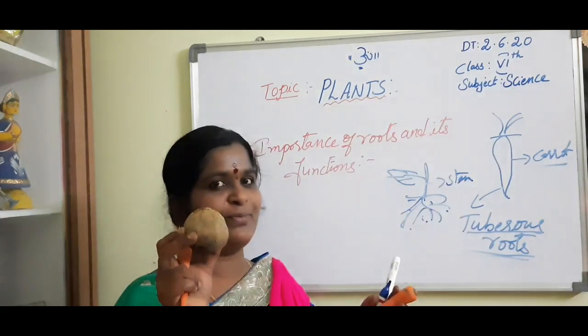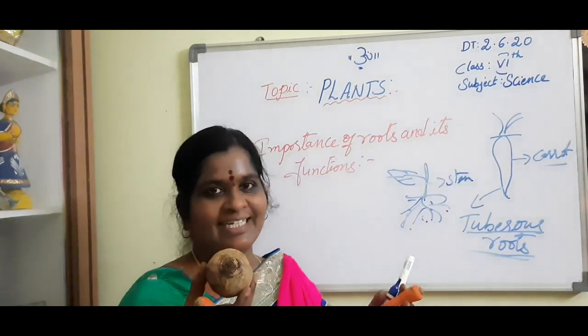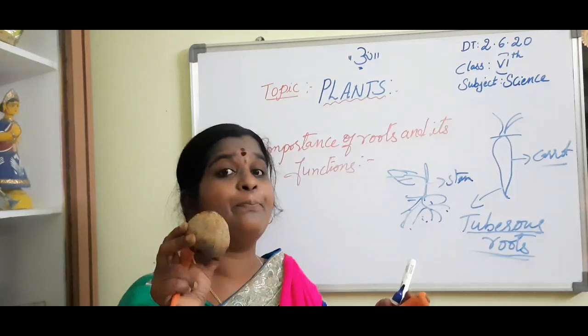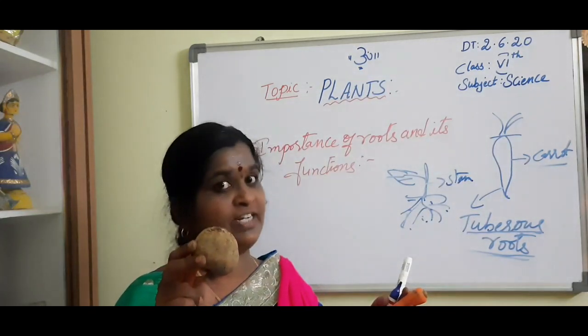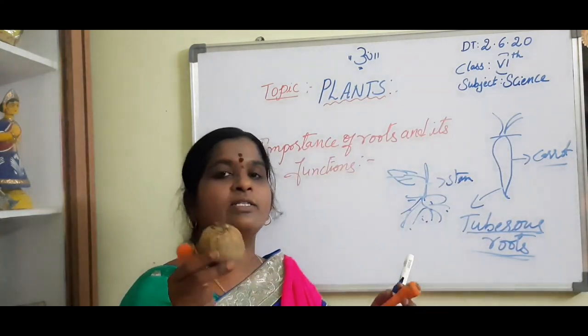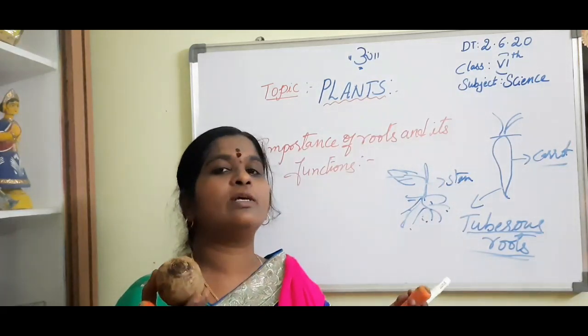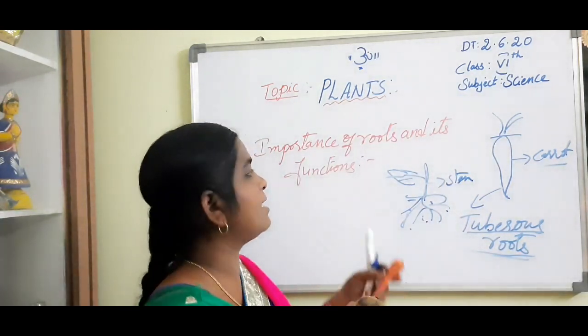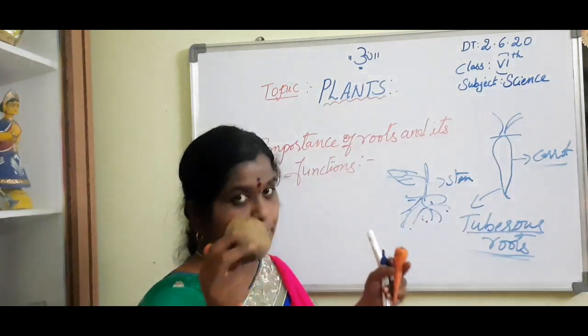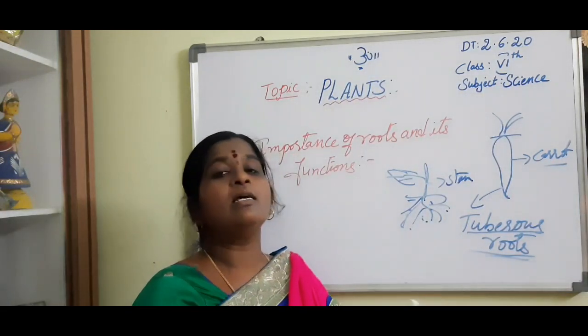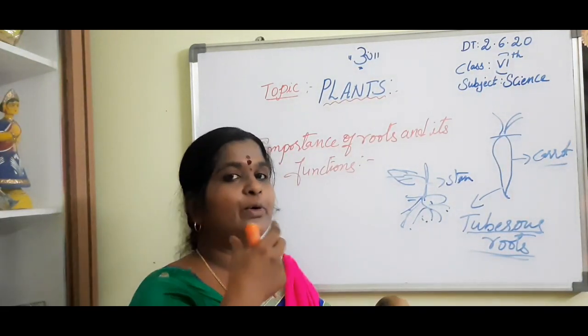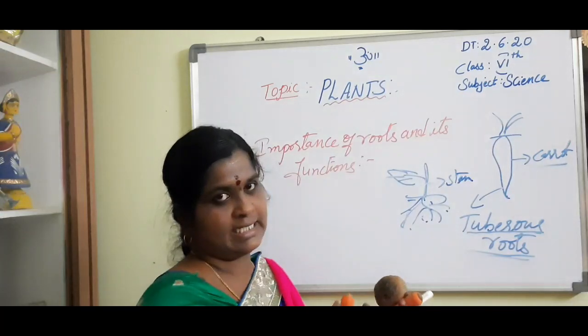It is storing the food materials. Understood? We eat it raw. It's the best. Beetroot is best for the muscles, fitness. Okay. And radish also stores the food. So these are the examples for the roots which store the food materials. So this is about the root part we have discussed.